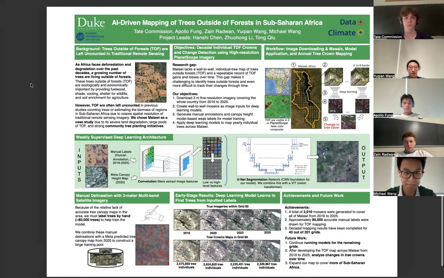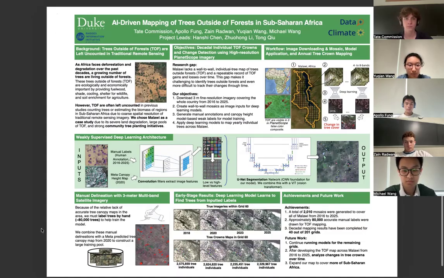So hello everyone. Our group is talking about AI-driven maps of trees outside forest in sub-Saharan Africa, and we mainly focus on Malawi. The reason we're doing this is because Africa is facing deforestation and degradation over decades, and most people thinking about degradation are probably thinking about the forest shrinking in size, but actually the trees outside forest are also very important, and they bring a lot of ecological and economic importance to the people in that area.